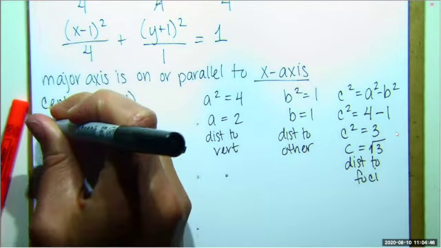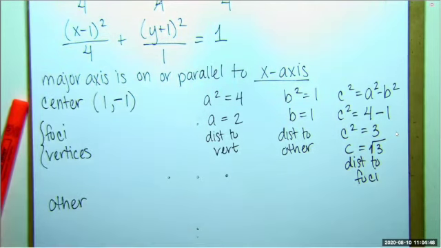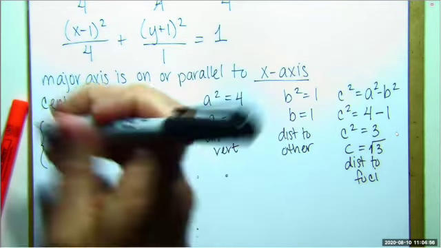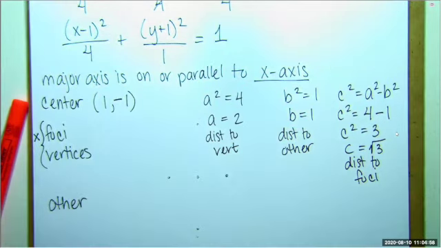All right, so the foci and the vertices lie on the major axis. So since the major axis is parallel to the x-axis, we'll make ourselves a note here that we're going to add and subtract on that x coordinate. The other points, the points of intersection with the minor axis, which is parallel to the y-axis, it's going to be the other variable there.